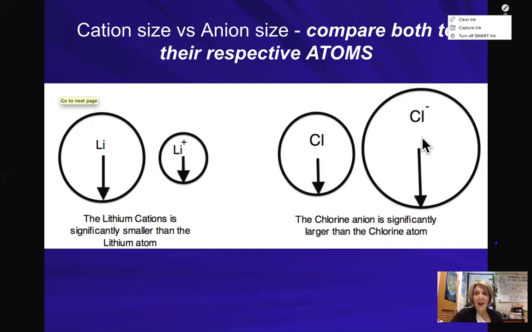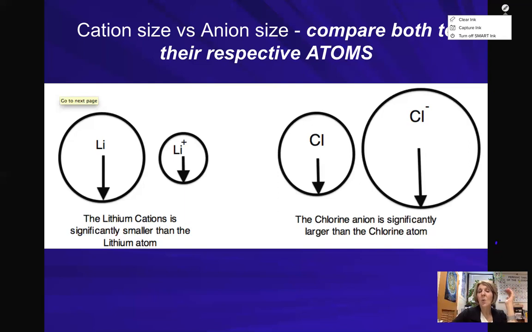And what happens now is here I had 17 positive things and 17 negative things. In chloride, I have 17 positive things pulling on 18 negative things. And so the electrons are going to expand a little bit to try to get away from each other, and also because there's a little bit less Coulombic attraction. And so it's going to get a little bigger.